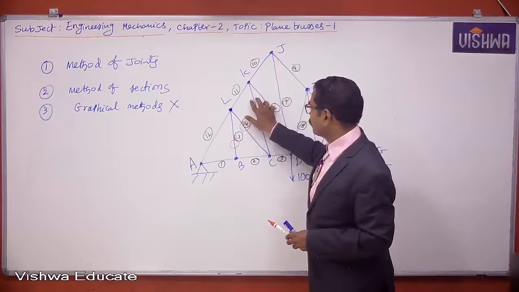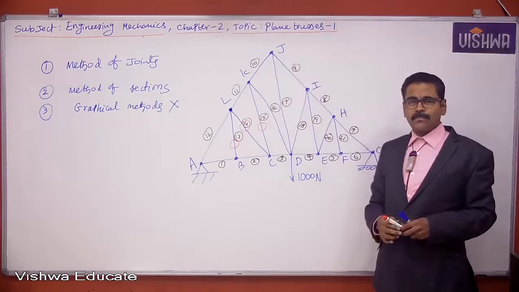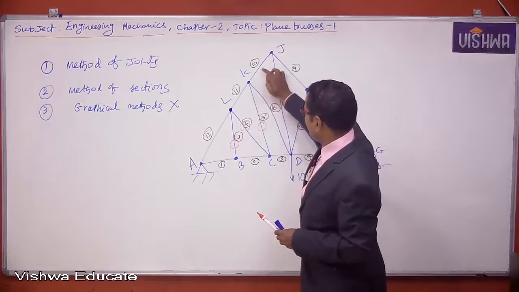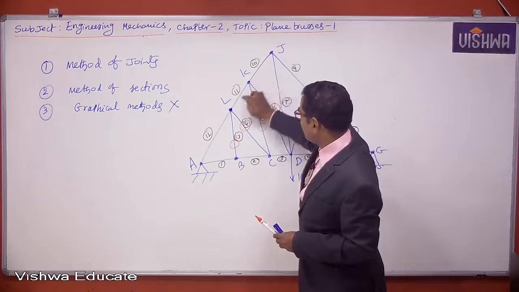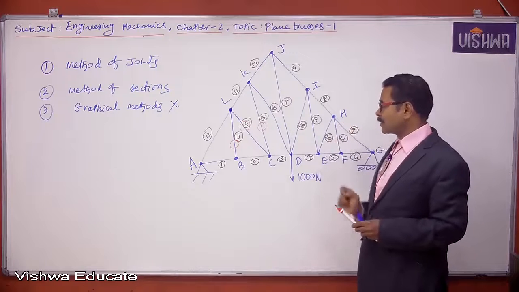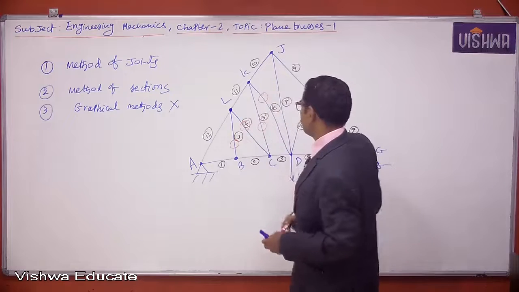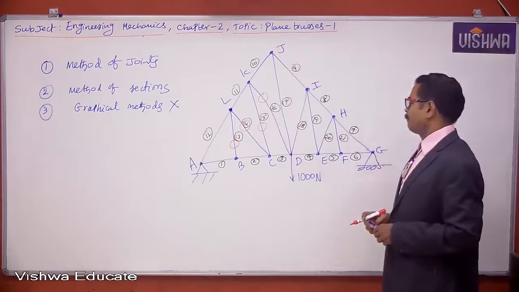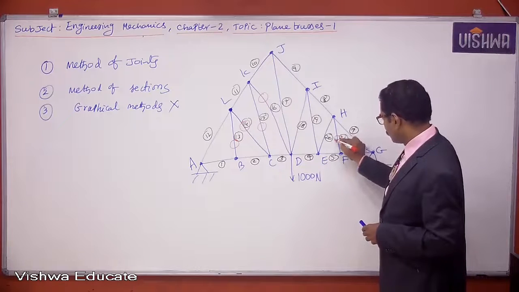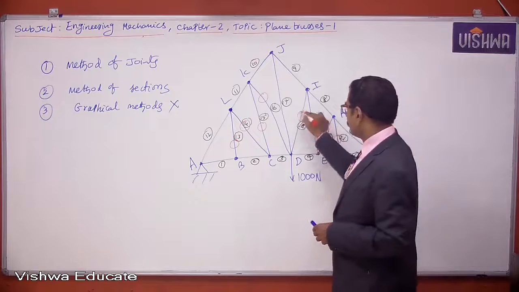If you ignore member 15, only 3 members are connected at joint K. Out of these 3 members, member 10 and member 11 are collinear. And what is the non-collinear member? Member 16. About joint K, the 16th member is the non-collinear member. So this member also carries 0 load. Similarly, on the right also we can have 0 force members.